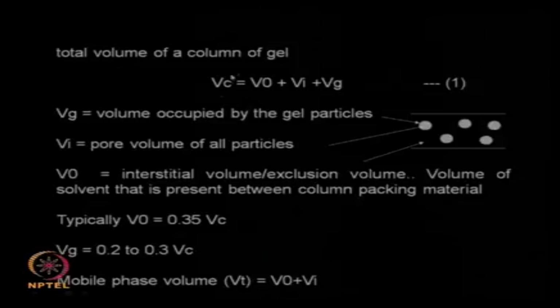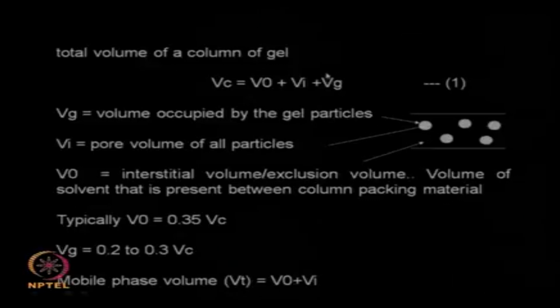The total volume of a column of a gel is made up of 3 volumes: V0, Vi and Vg. Vg is the volume occupied by the gel particles. The gel particles occupy a certain volume, but you need to keep in mind that when the solution is flowing in, the gel gets swollen. So the volume occupied by the gel when it is dry versus the volume occupied when it is inside the column and swollen will be very different.